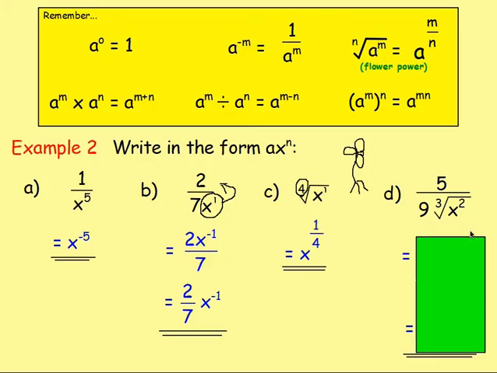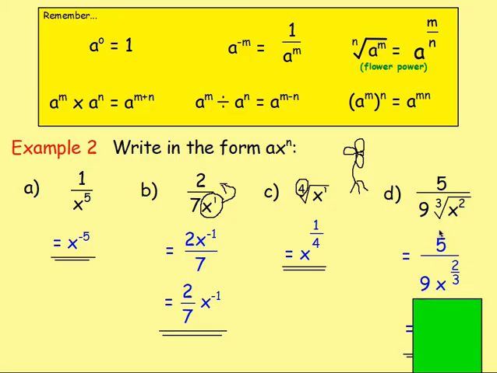Next one, you've got 5 over 9 times the cube root of x squared. First thing for this is probably rewrite this surd. So for this, you've got the third root. Again, think about flower power. On the bottom, you've got the roots. So you know on the bottom of the fraction, that'll become x to the power of something over 3. It's going to be a fractional index. Because it's the power of 2, power rhymes with flower, that's on the top. So you're going to leave the 5 and the 9 and rewrite this as x to the power of 2 over 3.